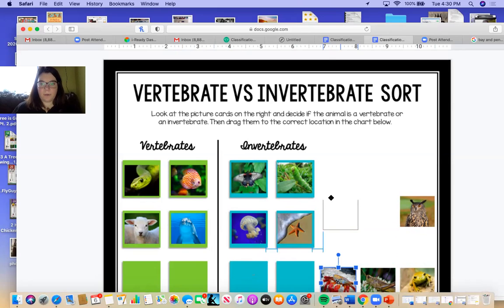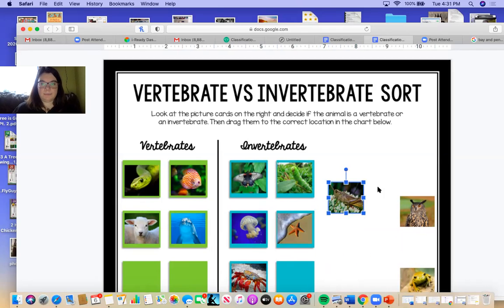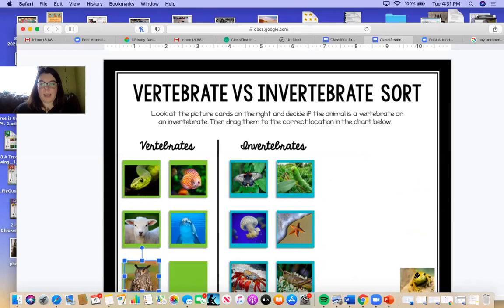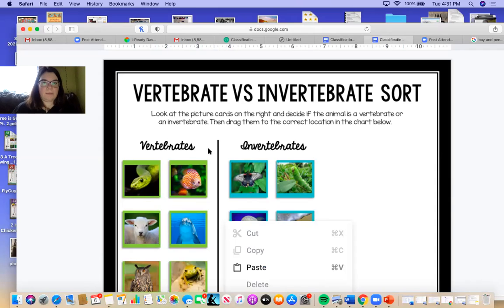We have a crab here. A crab is an arthropod. It's got this hard shell on the outside, but it does not have a backbone. So it would be an invertebrate. And a cricket is an invertebrate. And we've got a bird, which is a vertebrate, and we've got another vertebrate over there. Yeah, okay.